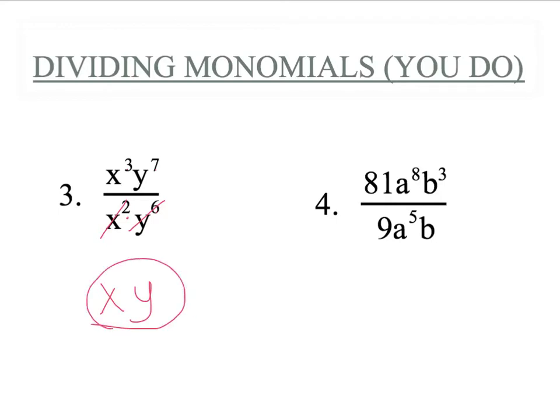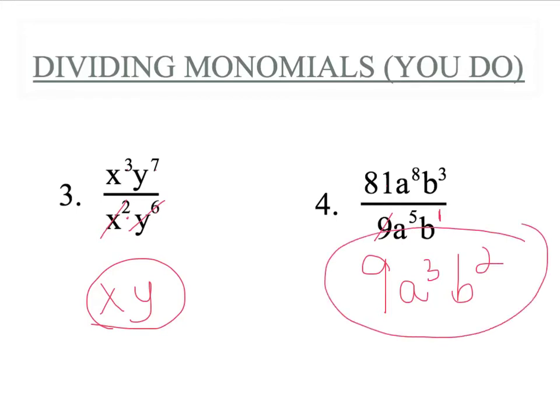Now, when we actually have different coefficients, remember the numbers you're still dividing. 81 divided by 9 is 9. Subtracting the exponents, how much is left on top? a to the third. Remember that this is a 1 here, so b squared. So 9a to the third, b squared would be simplified.